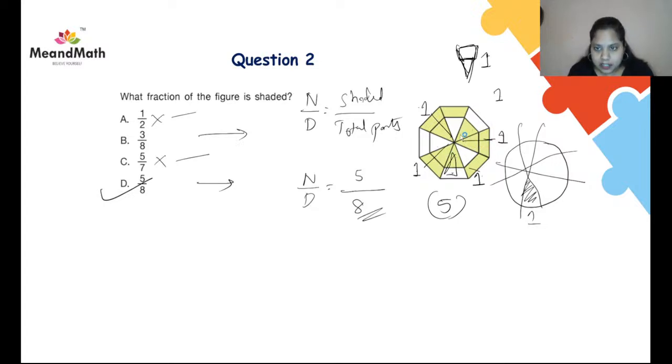And you can see that there are more shaded parts, right? So considering all these shaded parts, clearly we can't consider 3 because the shaded part is more than 3, right? Exactly. So the option should obviously be 5 by 8. So when solving these questions in the exam, keep this in mind and you can save time by solving this.